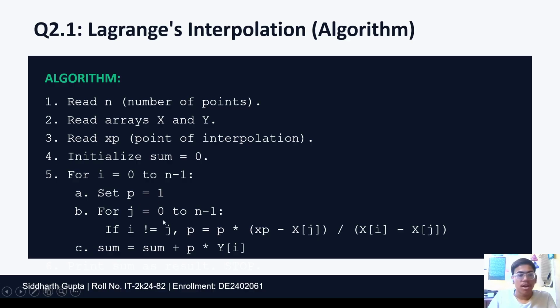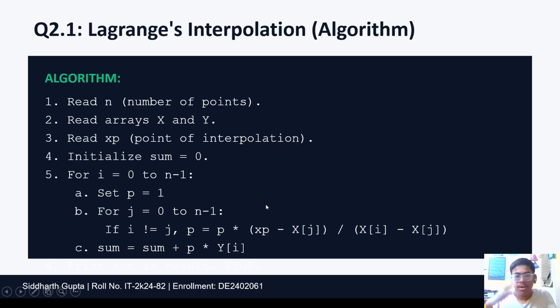Another nested loop inside this loop, for j is equal to 1 to n minus 1, we will say if i is not equal to j, p will be equal to p into interpolated value minus x of j upon xi minus xj. That is the formula for finding the Lagrange interpolation. And then we will sum up this sum plus this p value into y of i.